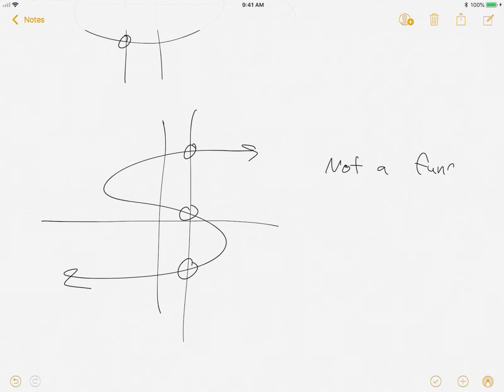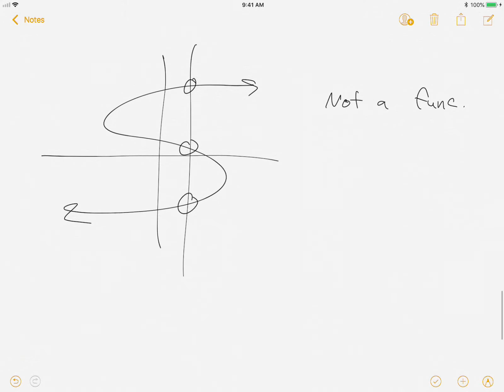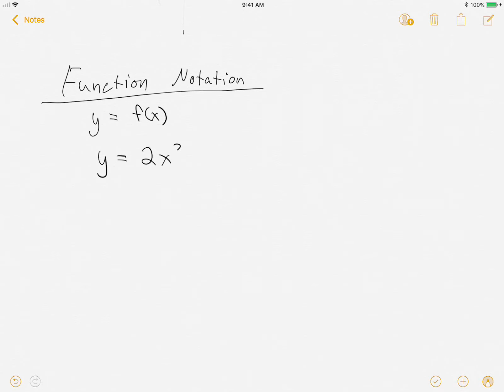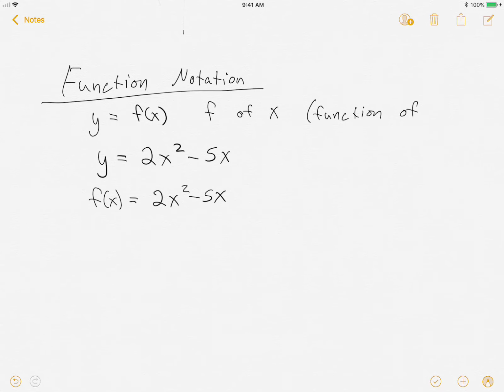So that's how we determine by looking at a graph. Now, let's talk about something called function notation. Function notation basically uses the simple fact that y equals f of x. So if I have something like this, function notation says we would write f of x equals 2x squared minus 5x. We read this as f of x. That is short for function of x.